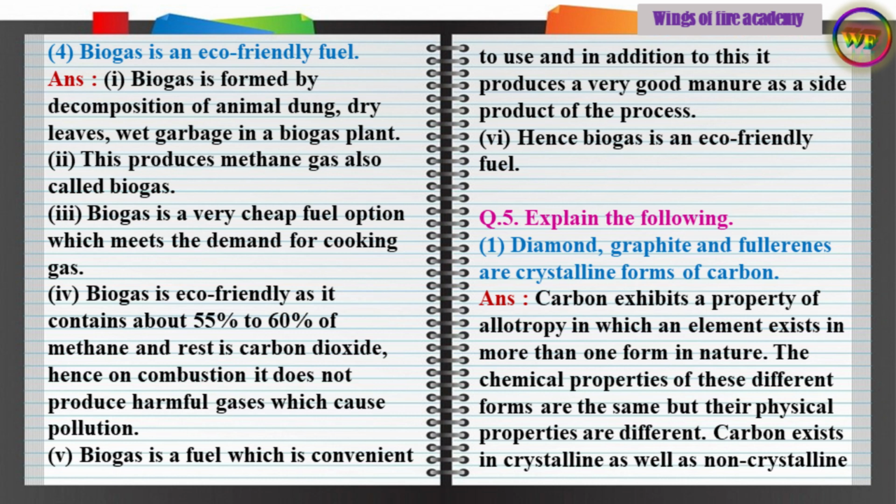Question 5. Explain the following. 1. Diamond, graphite and fullerenes are crystalline forms of carbon. Answer. Carbon exhibits a property of allotropy in which an element exists in more than one form in nature. The chemical properties of these different forms are the same, but their physical properties are different. Carbon exists in crystalline as well as non-crystalline forms.